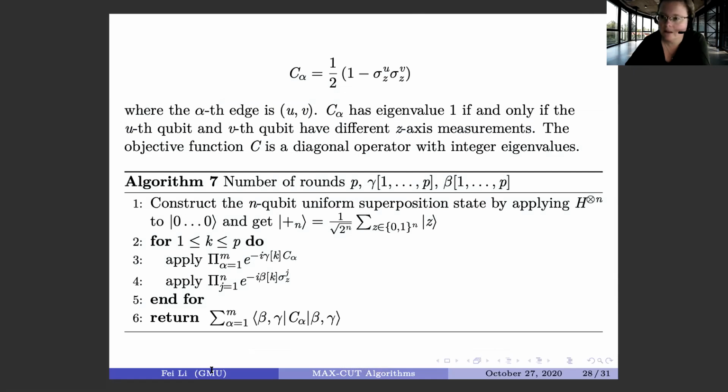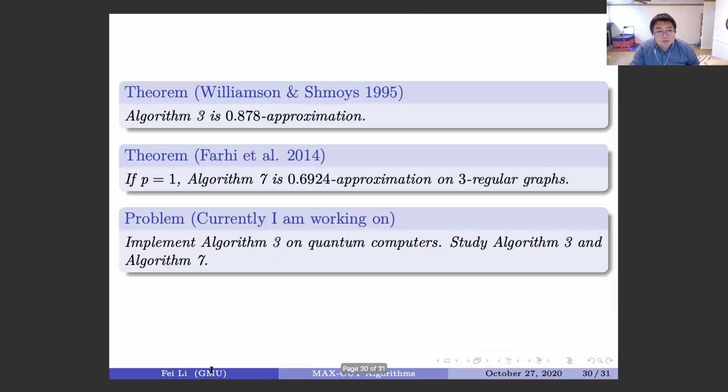All right. So they consider the case that p is 1. They have an algorithm. If p is 2, then the algorithm performance gets better, right? But if p is large, the running time is also expensive. So they didn't want to go beyond that.